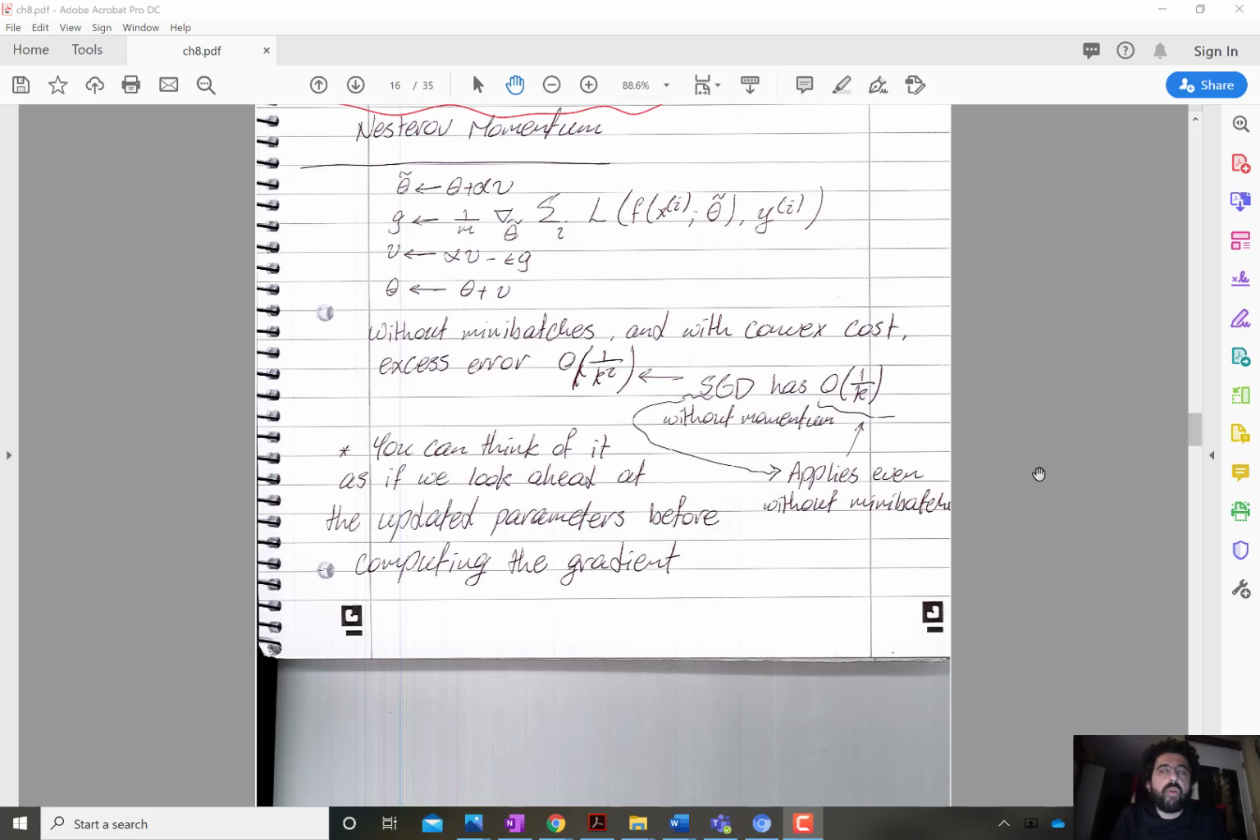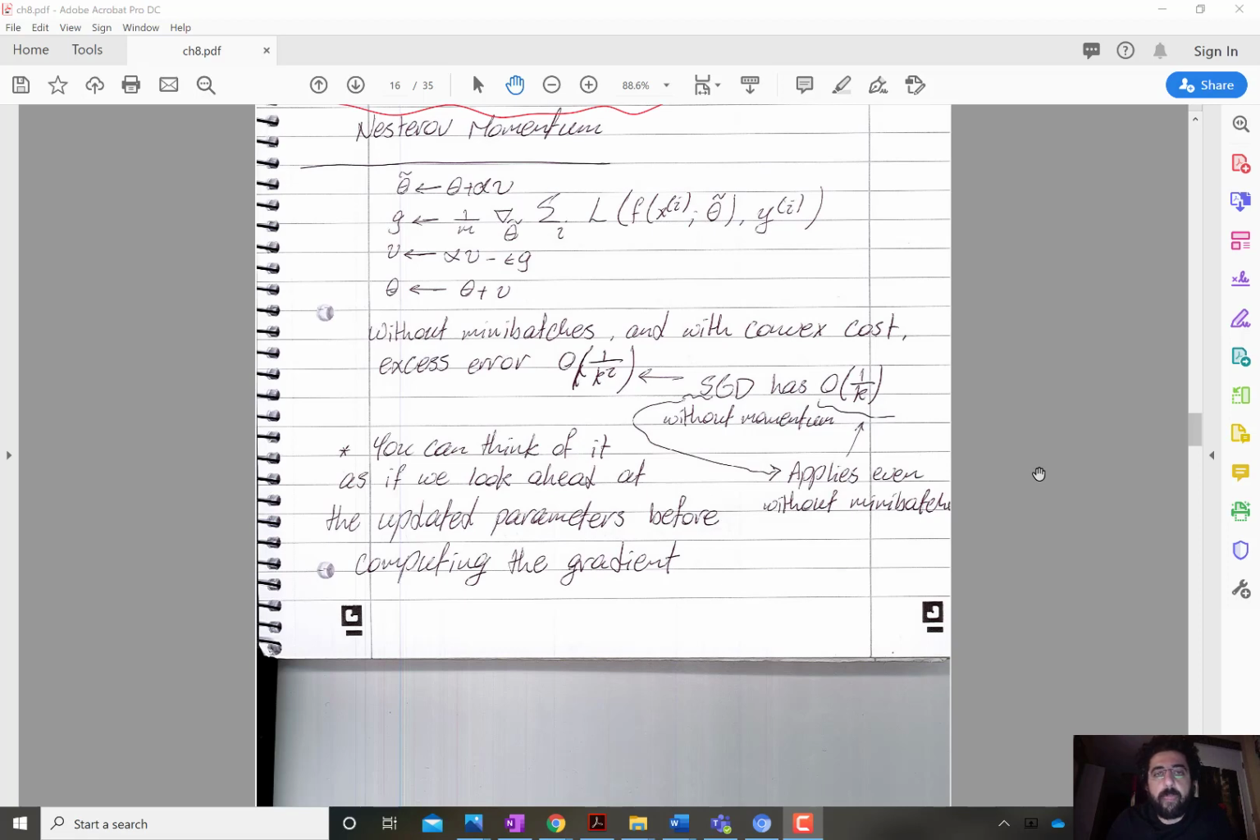Hi everyone. So in this video we introduce Nesterov momentum, which turns out to be a very successful momentum algorithm that's commonly used in deep learning for training deep neural network architectures. This is actually a theoretically well-founded algorithm that has well-formulated convergence rate guarantees, and basically guarantees on the excess error, as we'll explain.